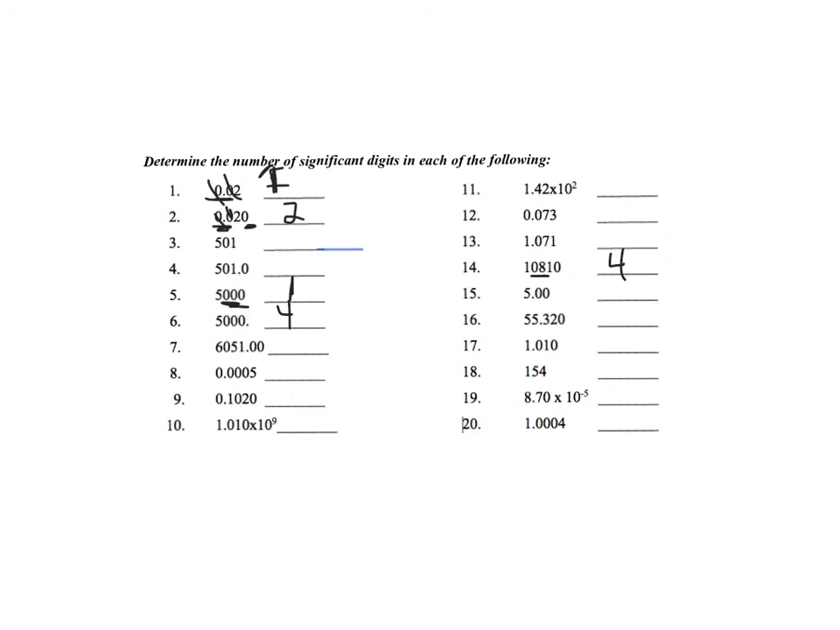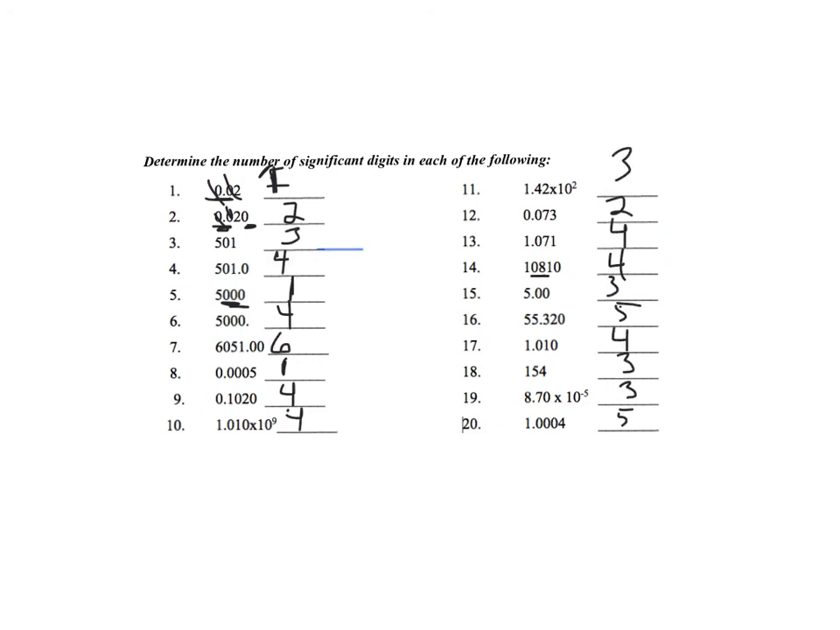Go ahead and take a second, pause the video, work through some more of these problems. You don't have to do every single problem, because it's a lot. I know there's 20 problems there. But take some time to go through and see if you can get the number of significant digits. And they'll pop up on the screen here in a few seconds.